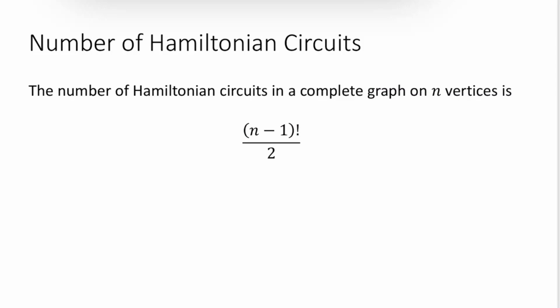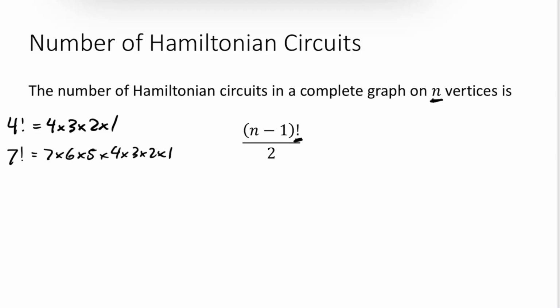So the way that we calculate the number of Hamiltonian circuits in a complete graph with n vertices is with this formula. You may not have seen a factorial before. The symbol for a factorial is an exclamation mark. Essentially, if you did 4 factorial, this would be 4 times 3 times 2 times 1. Or if you did 7 factorial, that would equal 7 times 6 times 5 times 4 times 3 times 2 times 1. So a factorial basically means you multiply a number by decreasing numbers all the way down to 1.